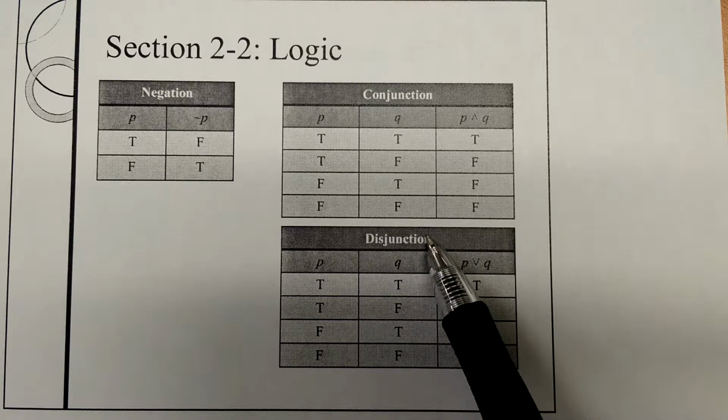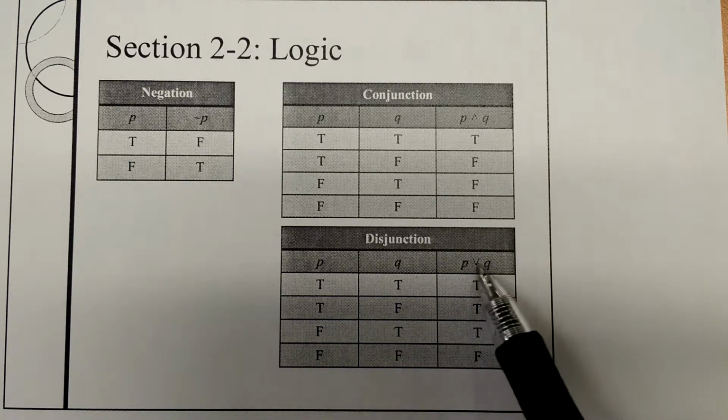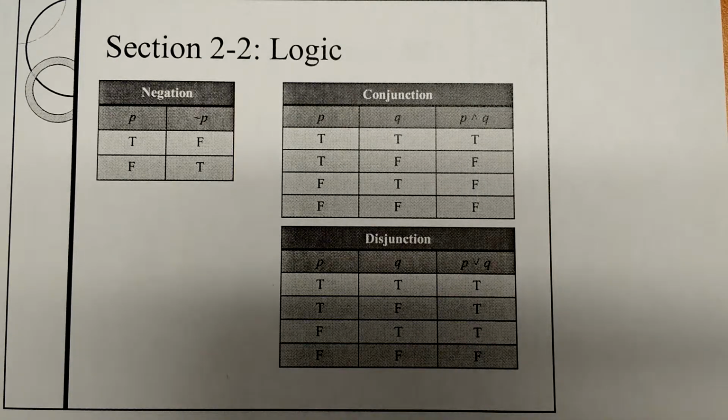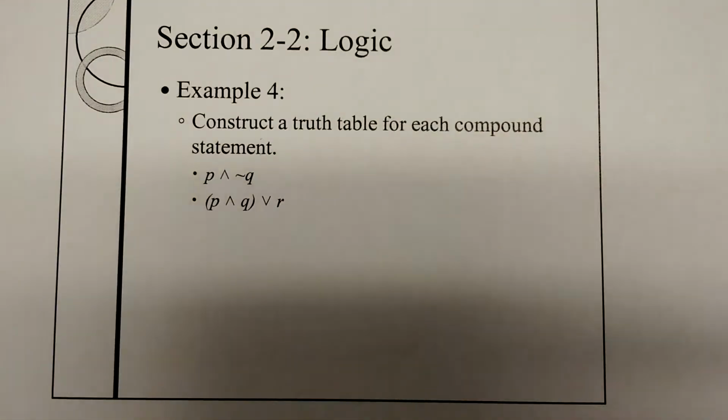The disjunction is the or, so P or Q. Or statements are true as long as there's at least one true. There's at least one true there, so true. At least one true there, so true. At least one true there, so true. No trues, so false.